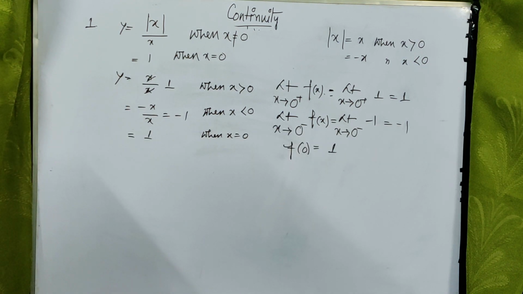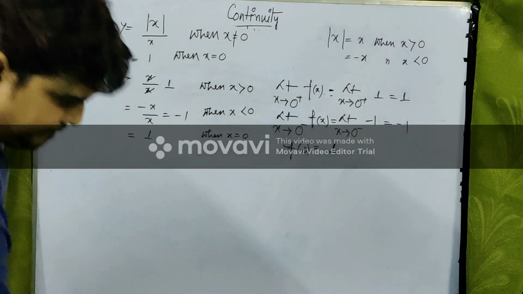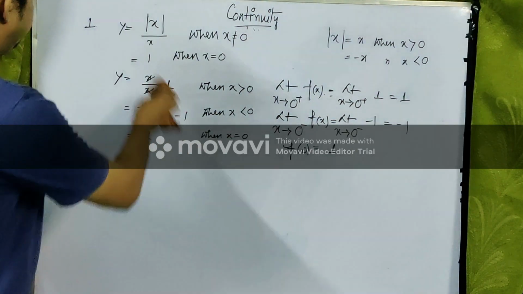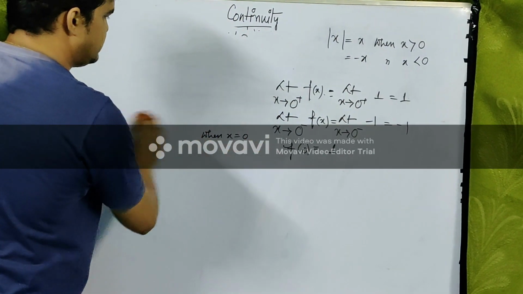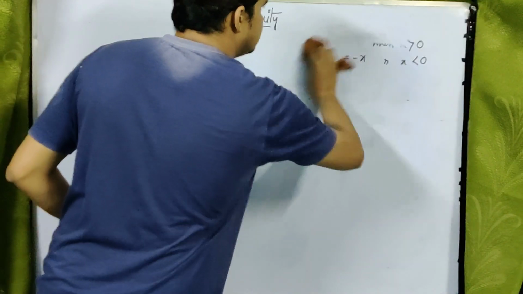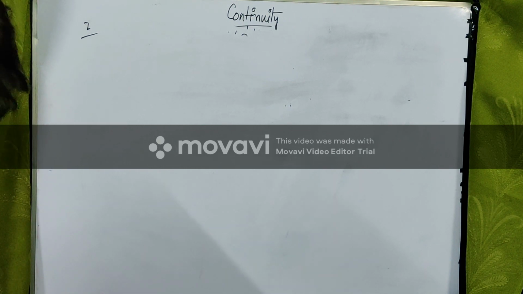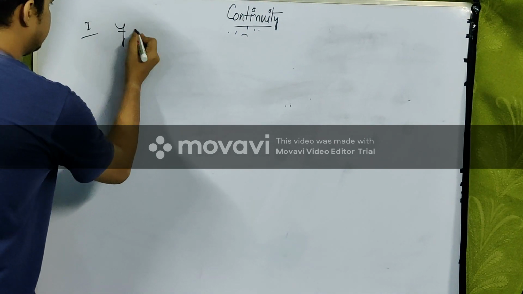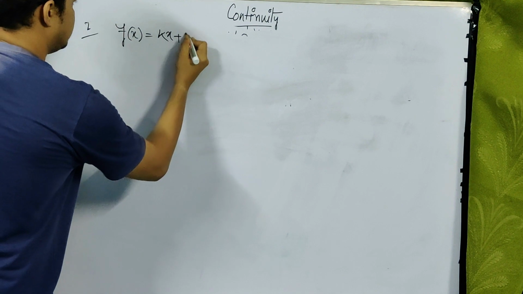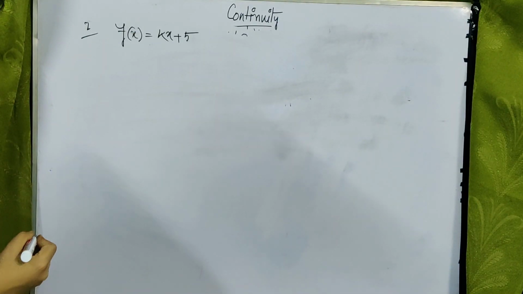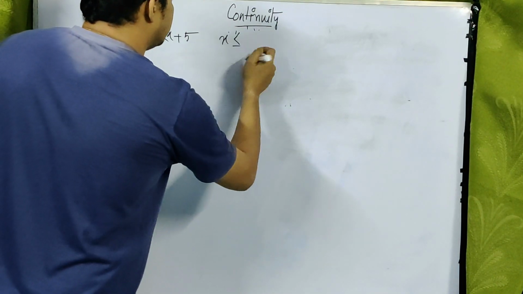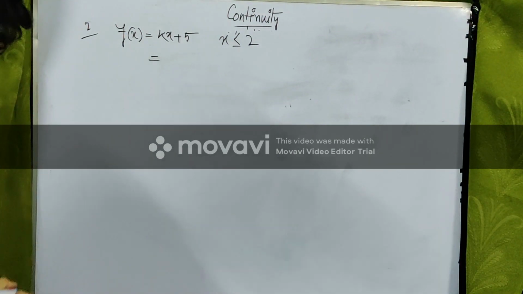Next one. Question number 2. In question number 2 we have f(x) equals kx plus 5 when x is less than or equal to 2, and f(x) equals x minus 1 when x is greater than 2.